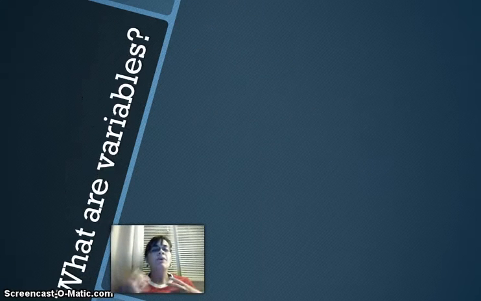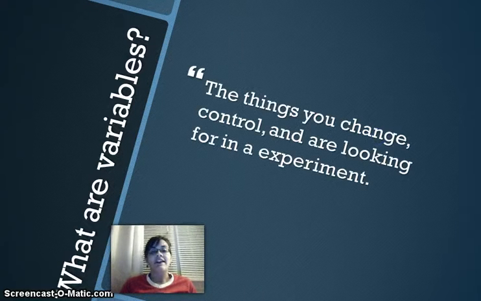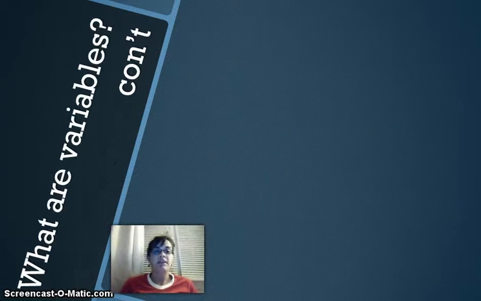Okay, now what do I mean by variables? What is this word variables? It has a lot of different meanings depending on what context you're using it. In science, a variable is the things you change, control, and are looking for in an experiment. A variable is basically anything that can affect what happens in your experiment. Now, there are 3 types of variables.